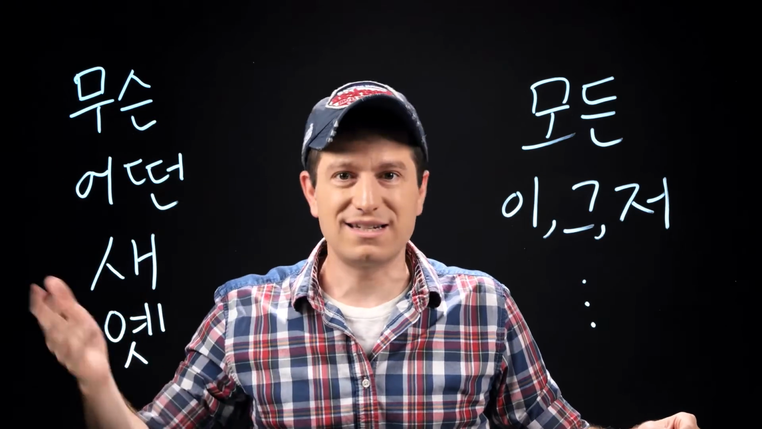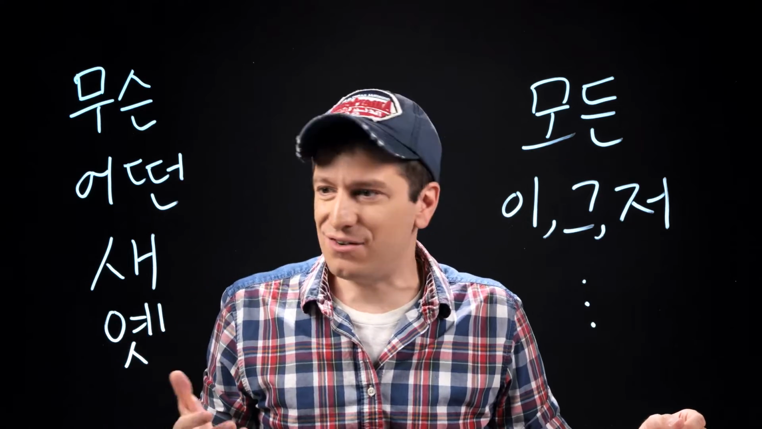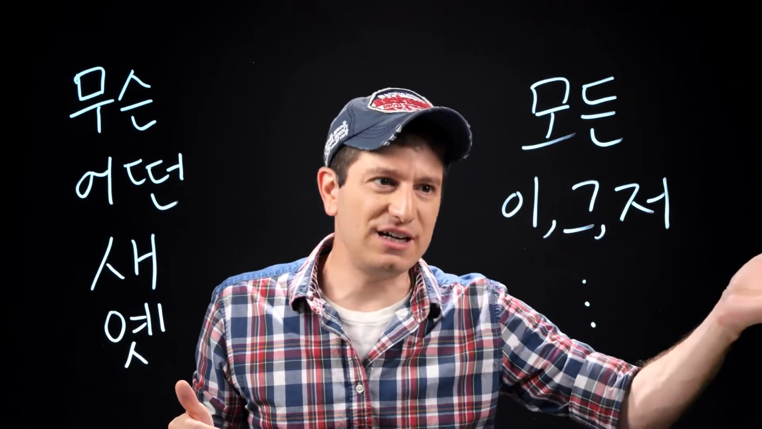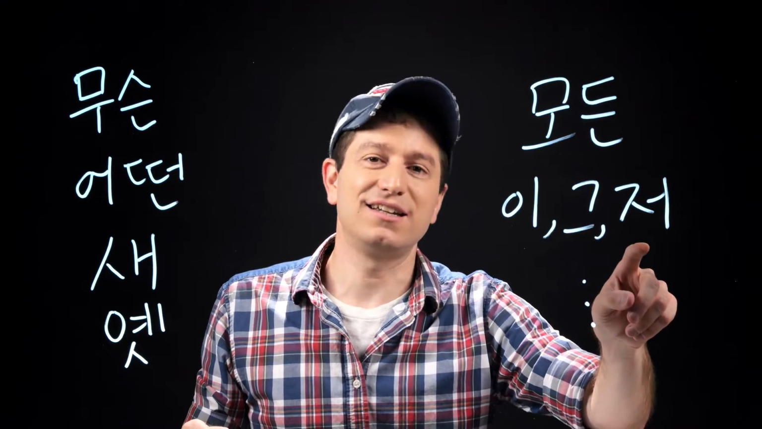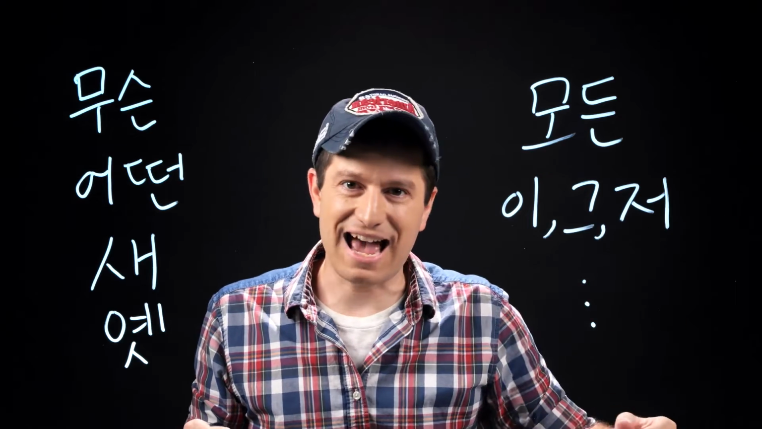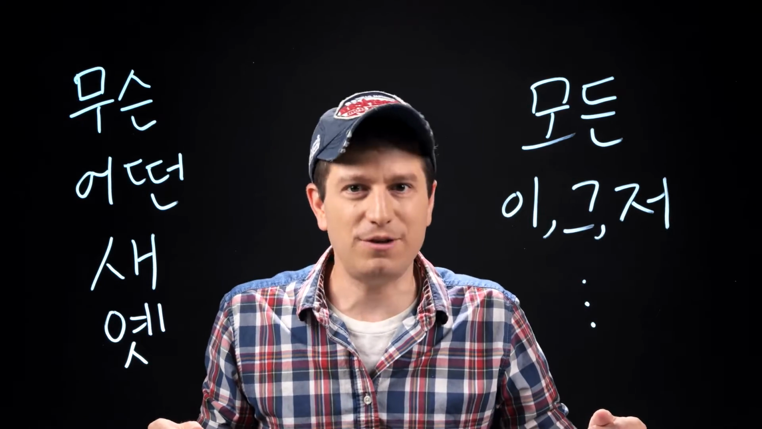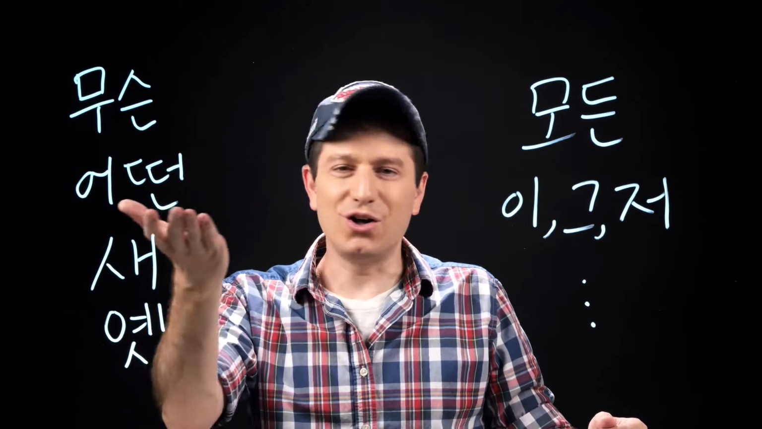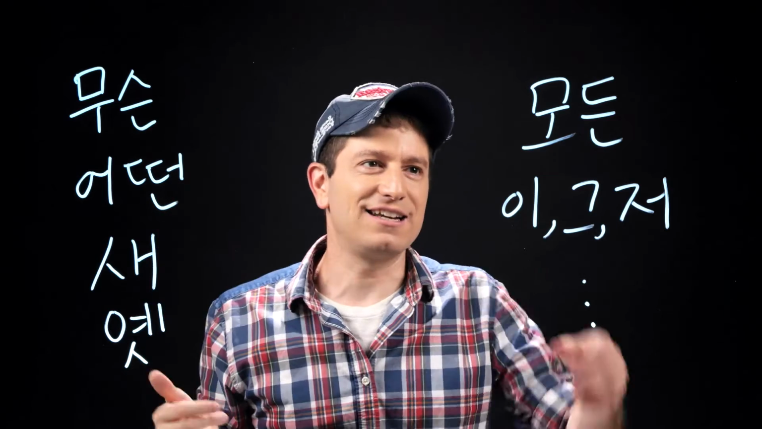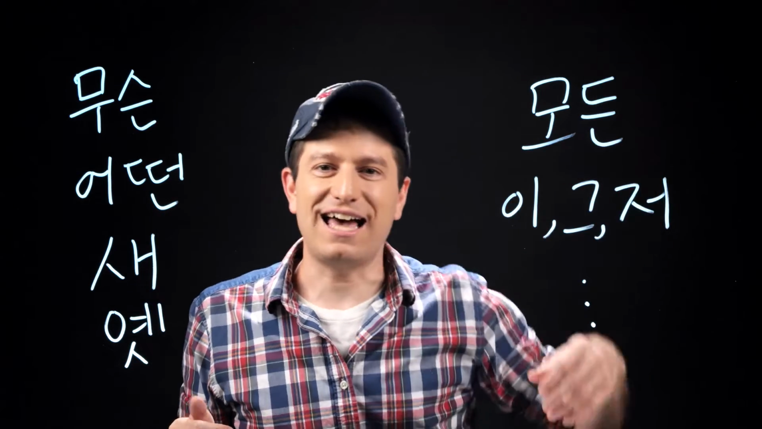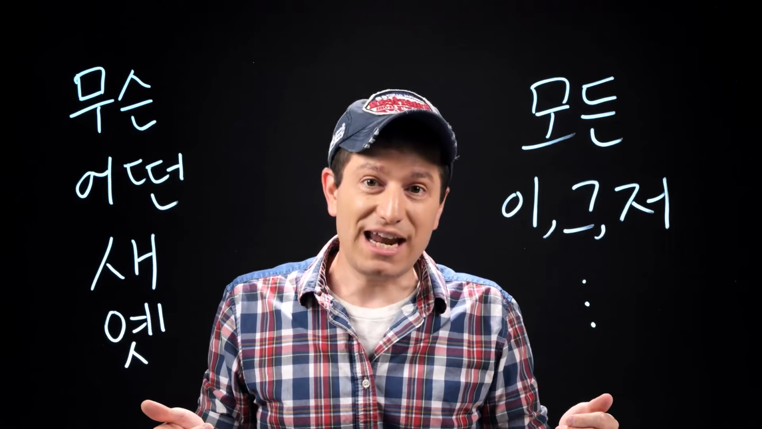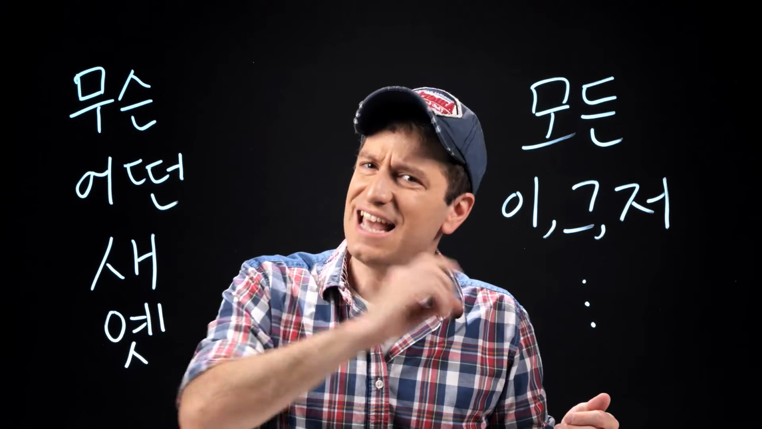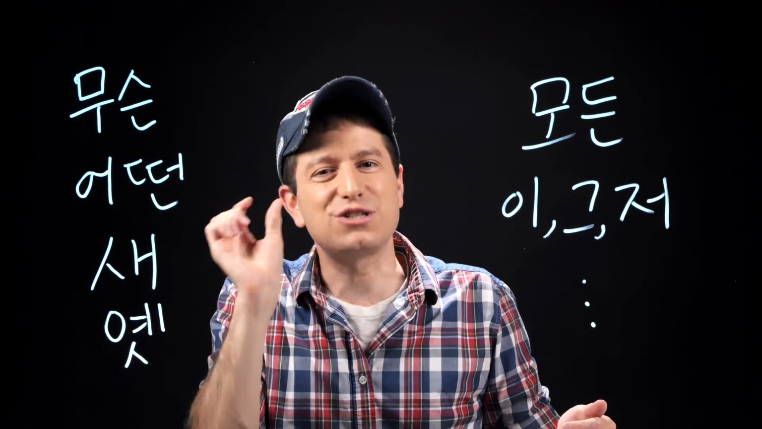무슨 for what, 어떤 for what kind of, 새 for new, 옛 for old, 모든 for every, and then 이, 그, and 저 for this and that. And you simply attach them directly before a word to describe it. So, 무슨 고양이, what cat, 어떤 고양이, what kind of cat, 모든 고양이, every cat, like that. However, you wouldn't change these if you're using them in a sentence, and you also would not stick them at the end of a sentence. These are used to describe something.